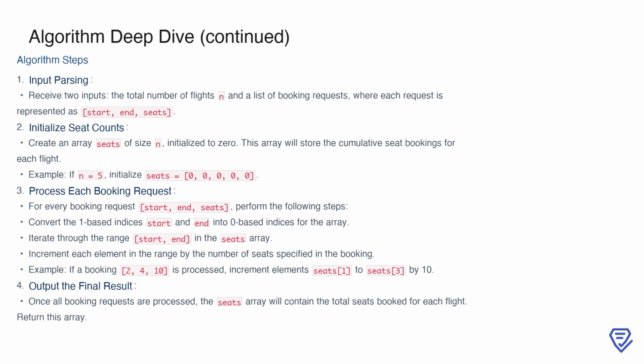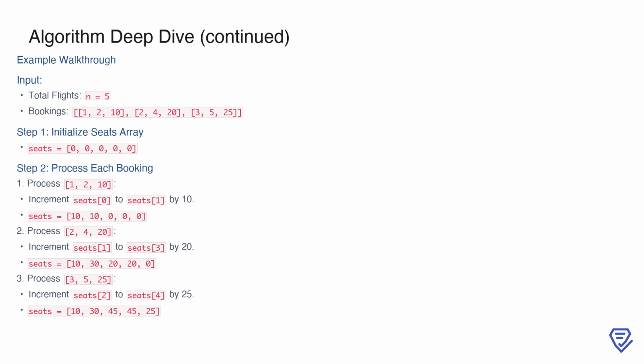After initializing, we process each booking request. For every request, we convert the 1-based indices start and end into 0-based indices to match the array. Then, we iterate through the range of flights specified in the request and increment the corresponding elements in the seats array by the specified number of seats. After processing all requests, the array will contain the total seats booked for each flight, which we return as the final result. To see how this works in practice, let's walk through an example.